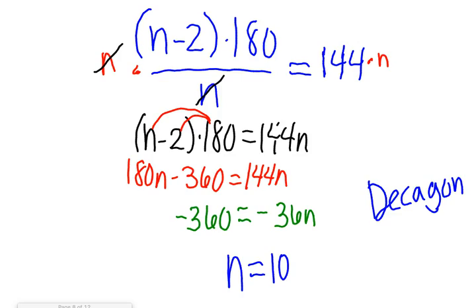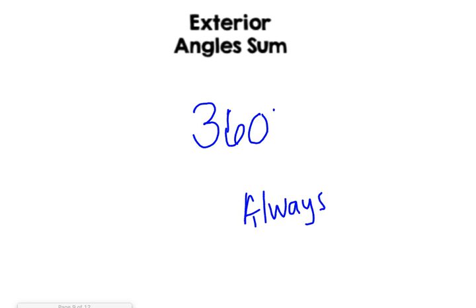Anyone have an idea how you find the sum of the exterior angles? It's the opposite. They always equal 360, no matter what the shape. That's it. Just remember 360. No matter how many sides, it's always 360. The exterior angles always add to 360. Doesn't matter if it's a square or a decagon, they always add to 360.